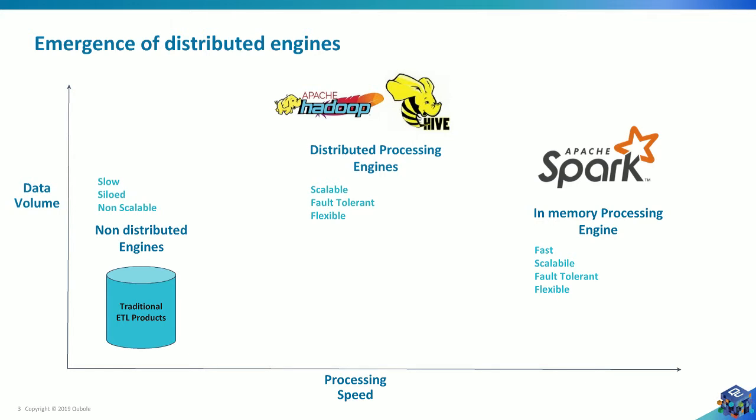So in terms of feature set, you will see that Spark, with its in-memory processing engine capabilities, is still scalable, fault tolerant, and flexible, but it is much faster. So it's a faster data processing engine.